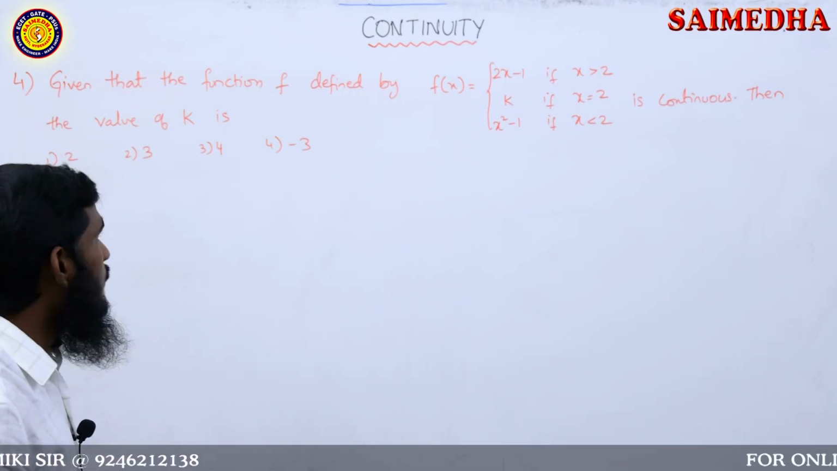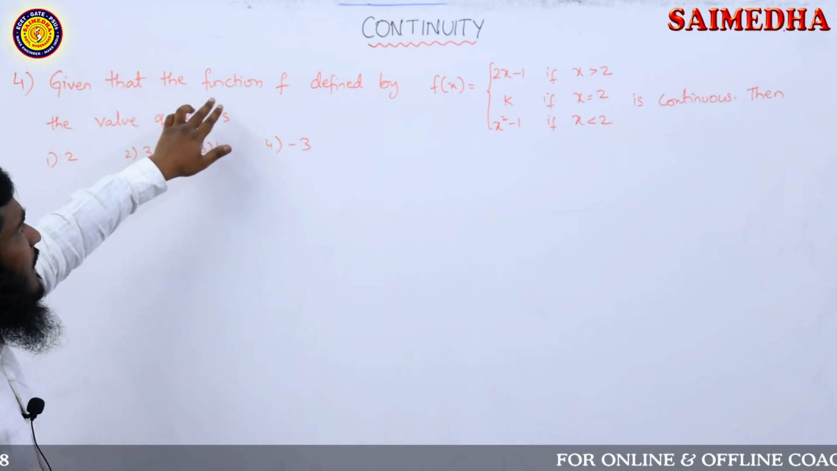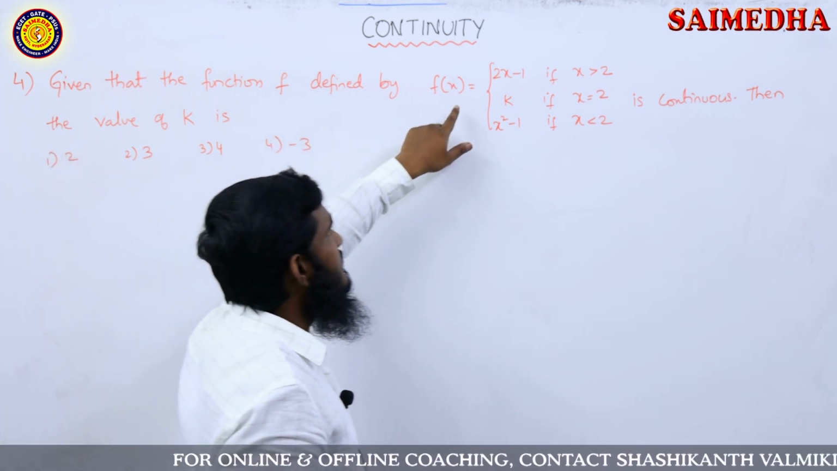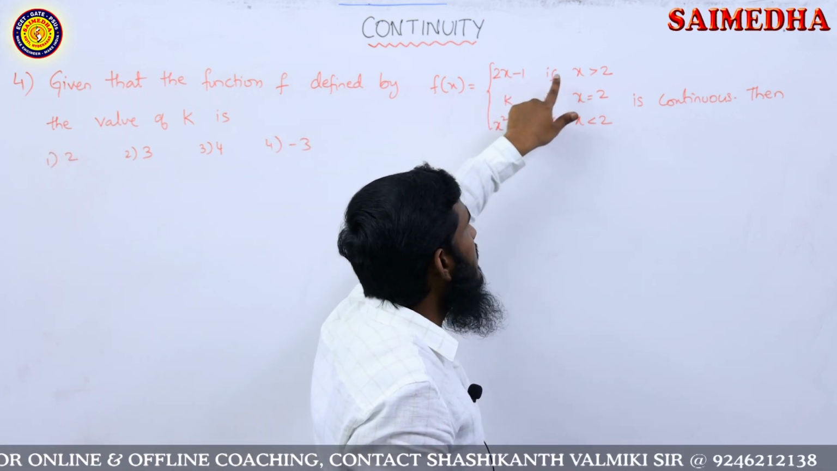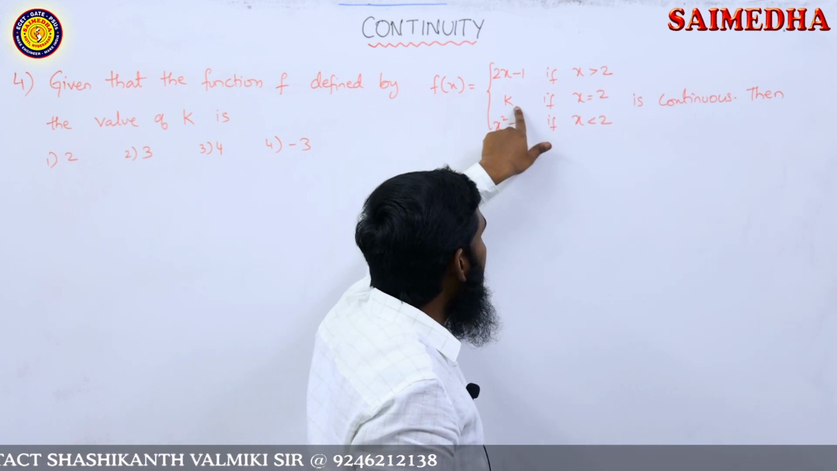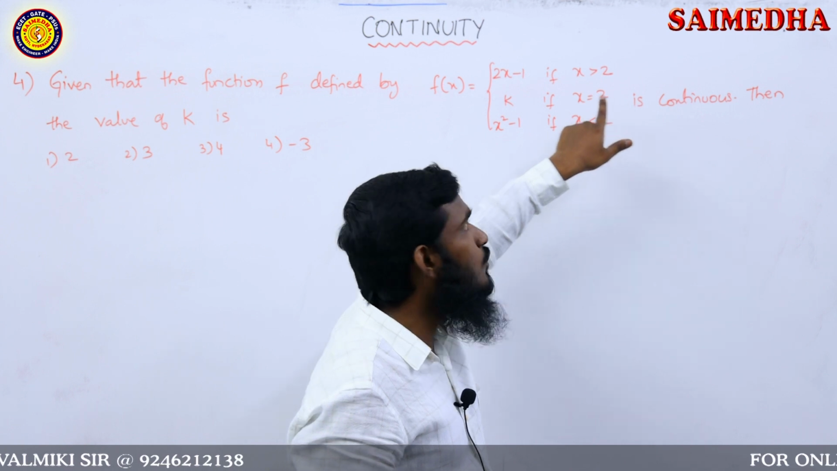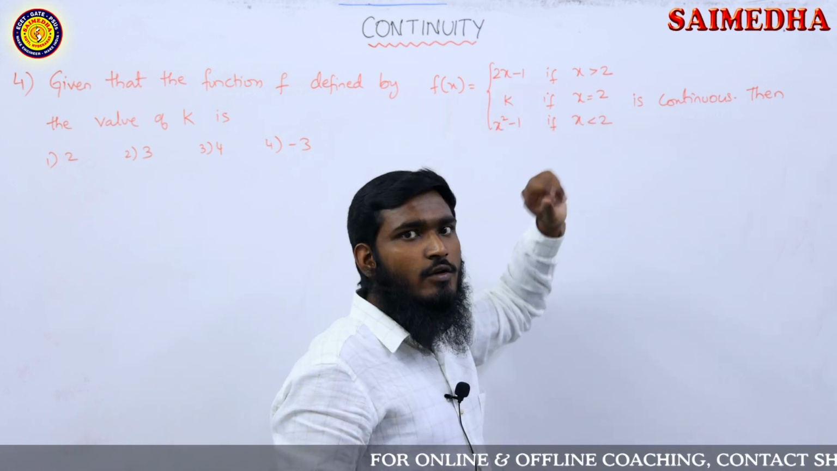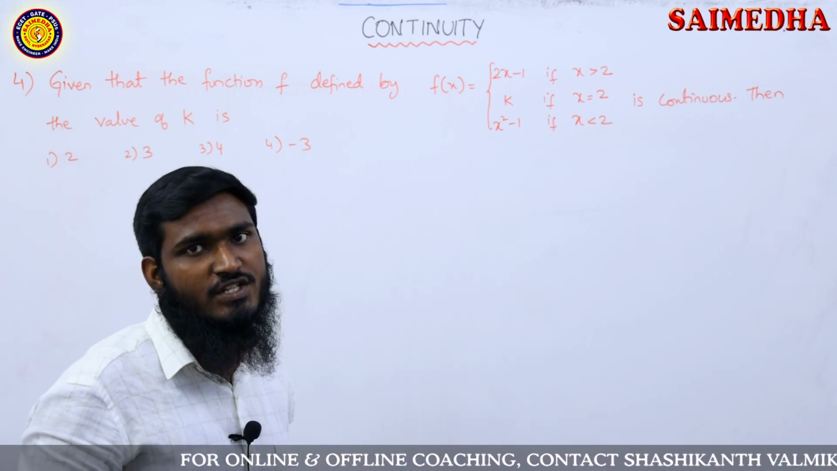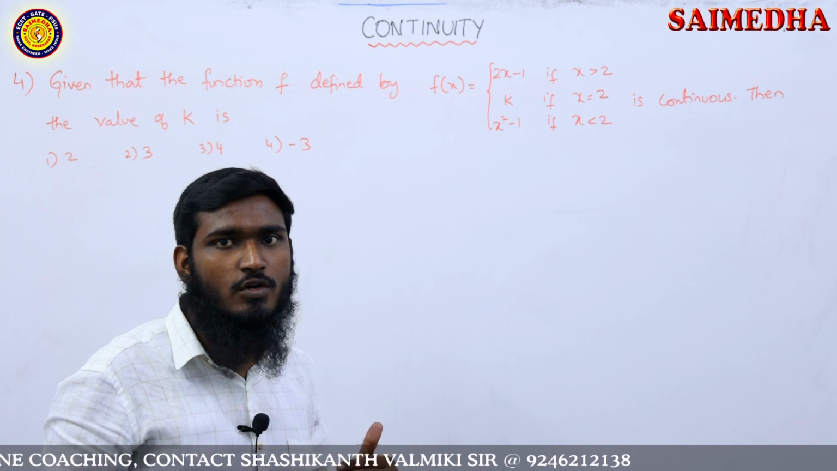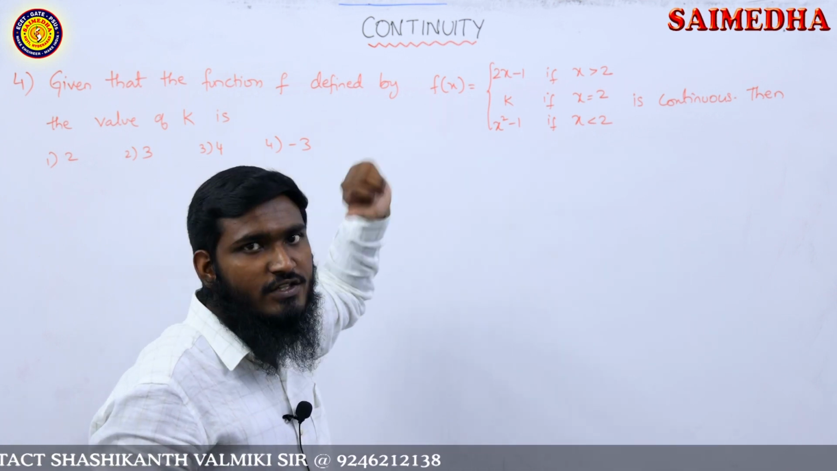Now let us see the next question over here. Given that the function f is defined by f of x equals 2x minus 1 if x is greater than 2, f of x equals k if x equals 2, and f of x equals x square minus 1 if x is less than 2. We are having the conditions over there. When x is greater than 2, less than 2, or equal to 2, we are having different types of functions over here.